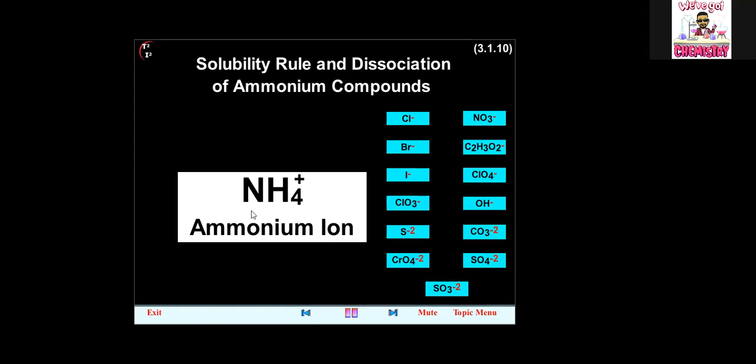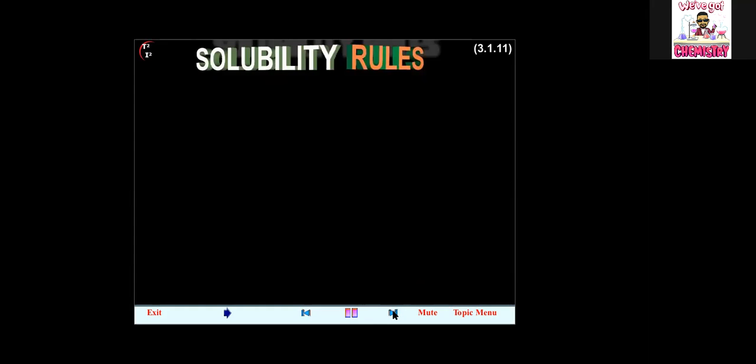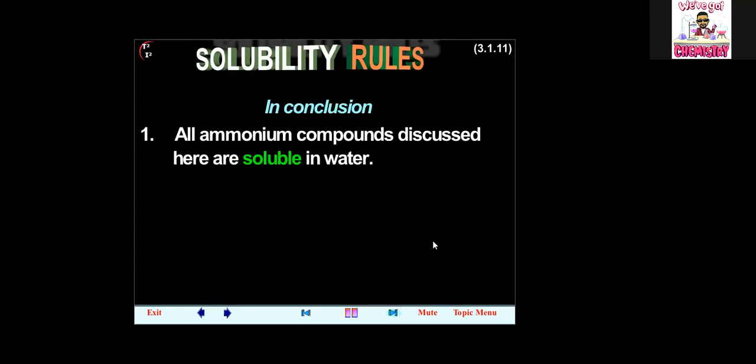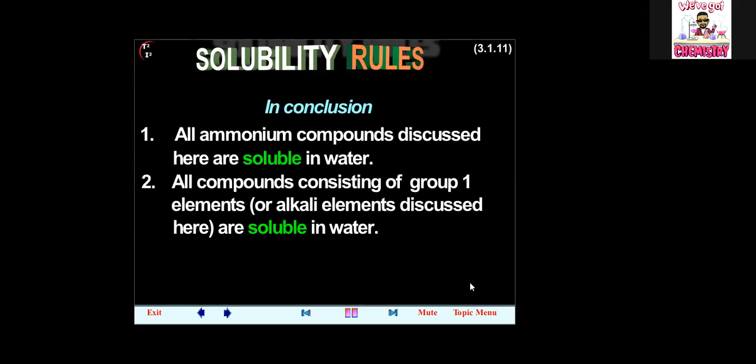So try to look at this solubility table with the ammonium ion. Just remember the carbonate, the sulfate, the hydroxide, the perchlorate, the bromides, chlorides, and all those. In conclusion, all ammonium compounds discussed here are soluble in water. All compounds consisting of group 1 or alkali elements are soluble in water.